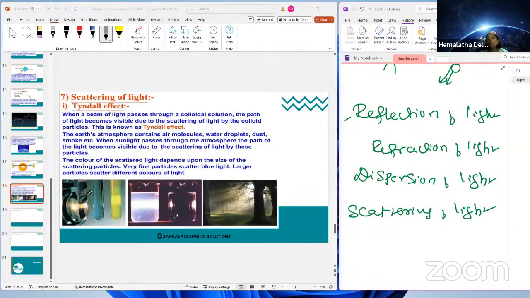Okay, so these are all the things that we discussed today. So now you can ask, this is refraction of light, dispersion of light, scattering of light. And what are the expected questions? We will discuss the expected questions now. I think whatever I explained, you understood, right?